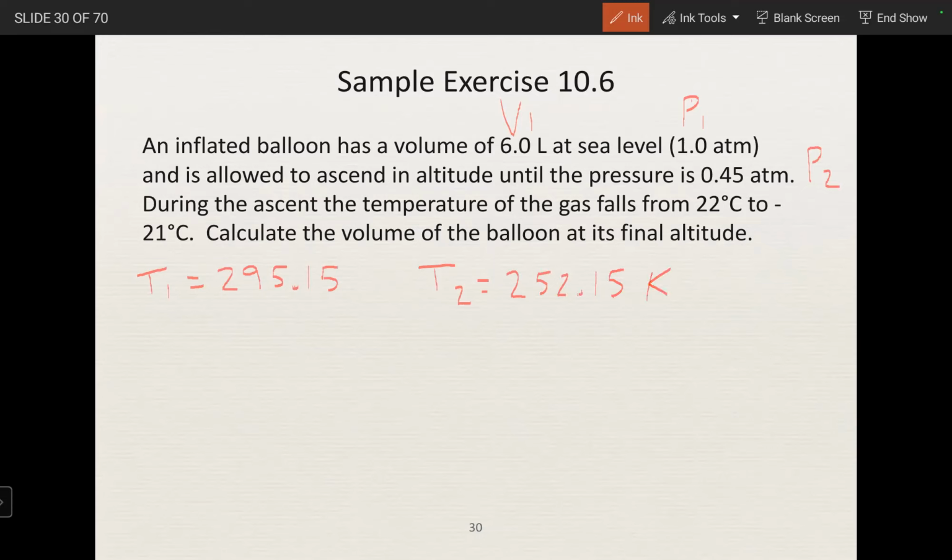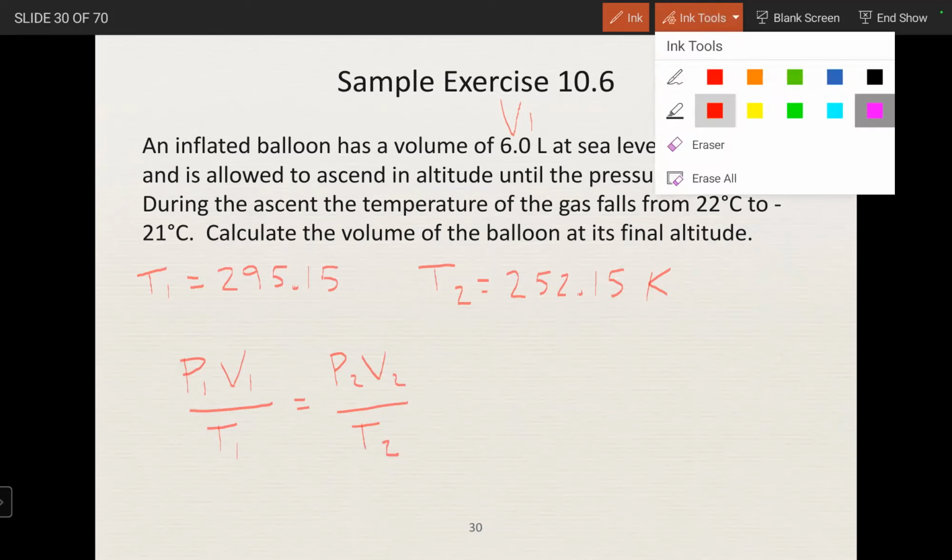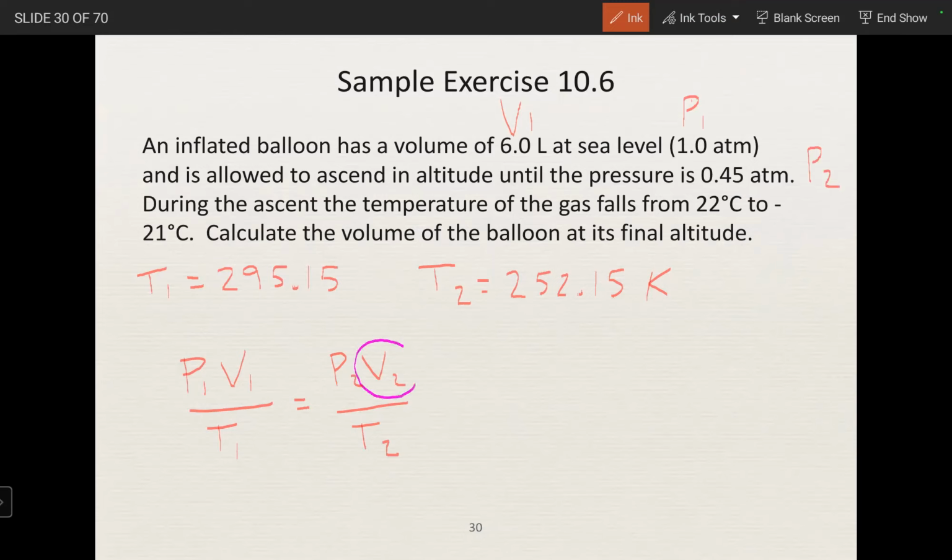And in this case, we're given pressure, we're given volume, we're given temperature. So we have to assume that the moles of that gas is going to stay constant within the balloon. So we don't have to worry about n in this case. And we'd be able to just do P1 V1 over T1 is equal to P2 V2 over T2, because we've got both of the pressures, we've got both of the temperatures. The only piece we're missing is going to be that second volume. So that's what we'll solve for.